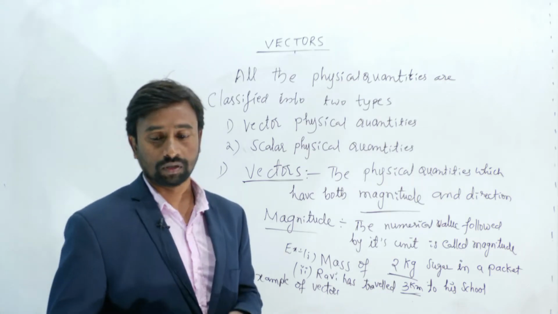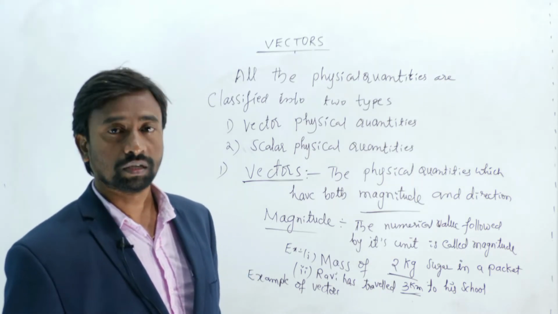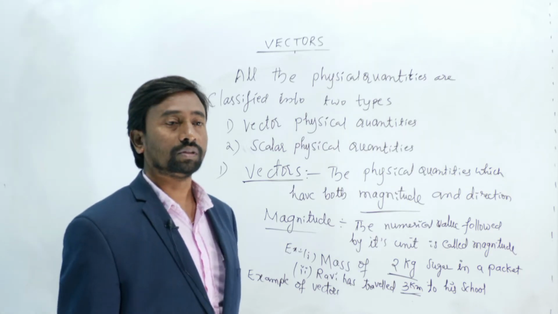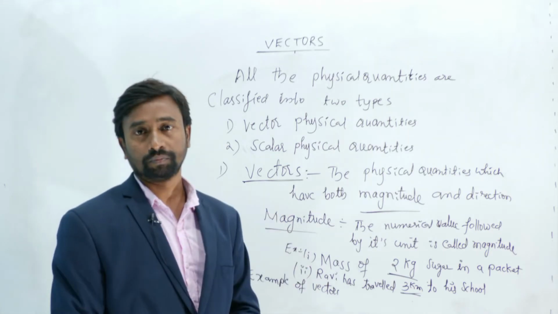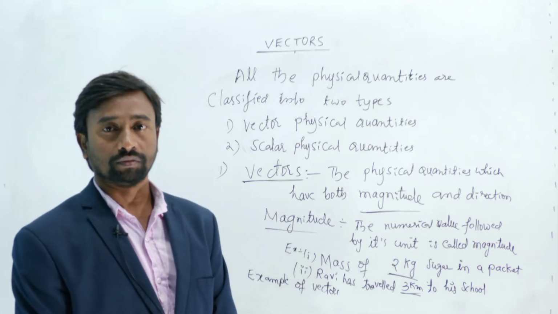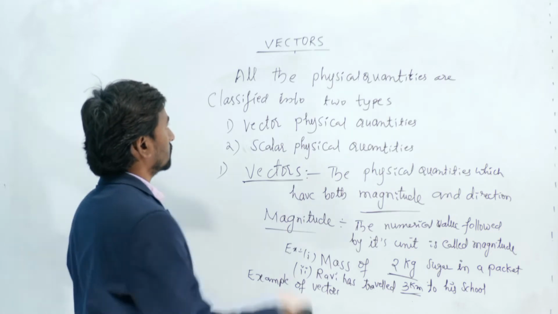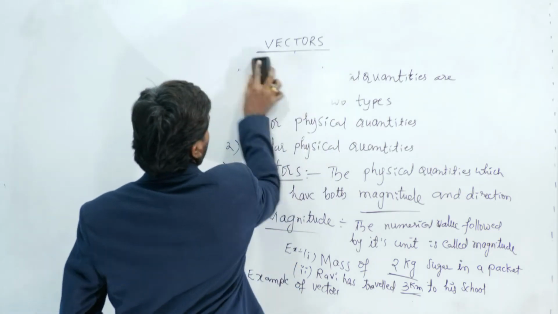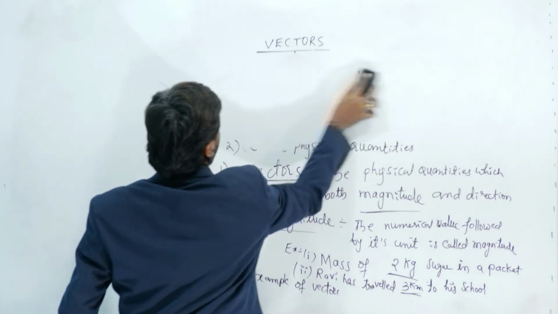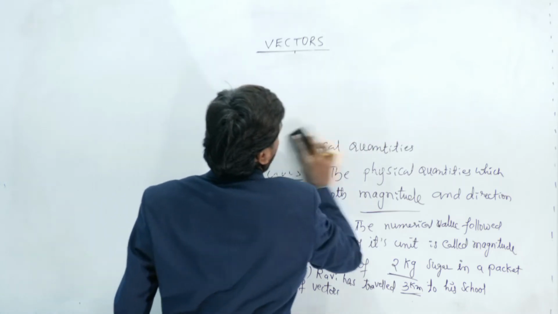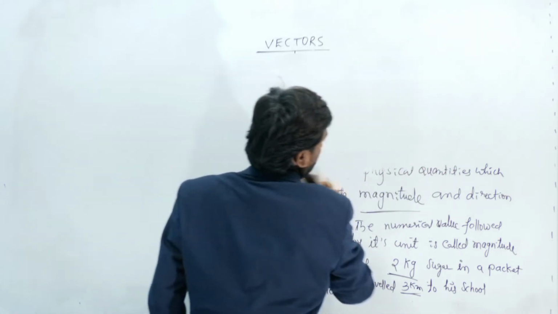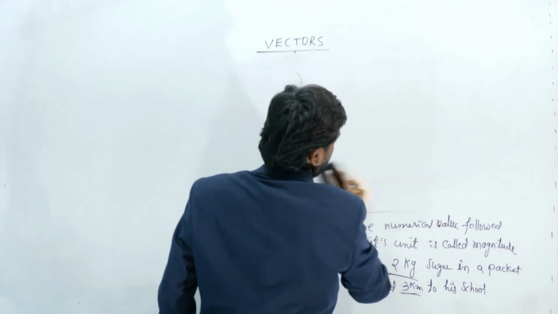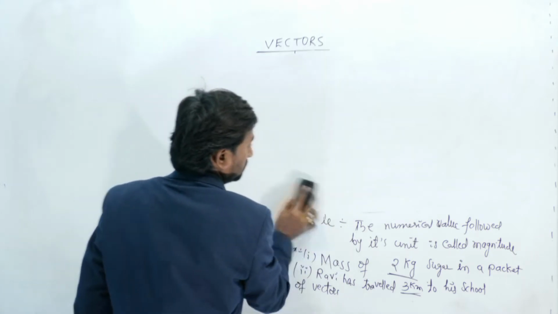Now we'll see the scalars. Scalar physical quantities are the physical quantities which have only magnitude, no direction. The physical quantities which have only magnitude, and no direction, are known as scalars.